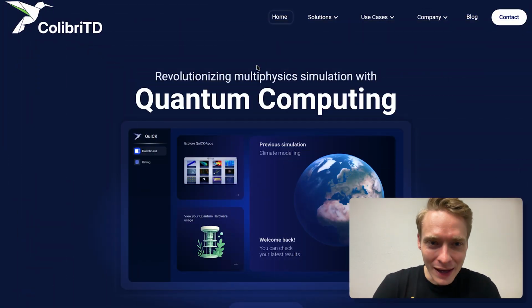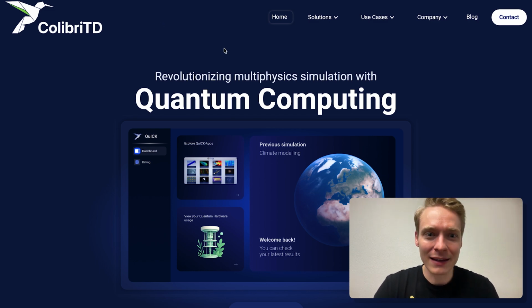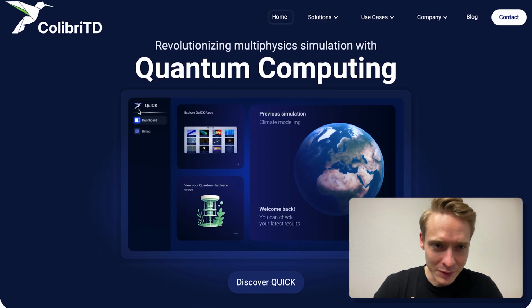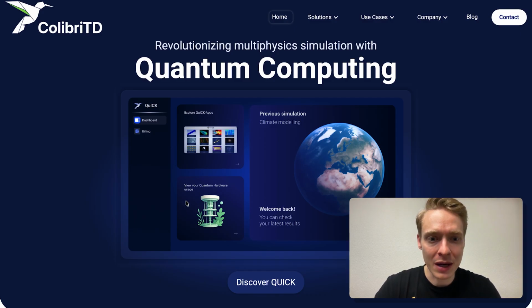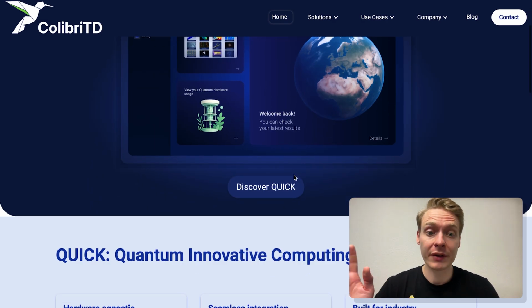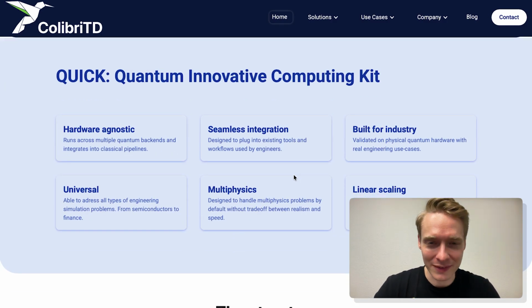So here we are on the website of ColibriTD, and it says revolutionizing multi-physics simulation with quantum computing. Then here we see the interface. This time we see that it's on the software side, on the algorithm side, and it says explore QUICK apps. We will later learn a bit more about what QUICK actually is. Then you have the applications here: view your quantum hardware usage, so which quantum computers you are using and how much, and then previous simulations, climate modeling, welcome back, and so on. And then discover QUICK. But before we discover QUICK, let's scroll down and see what else we find here.